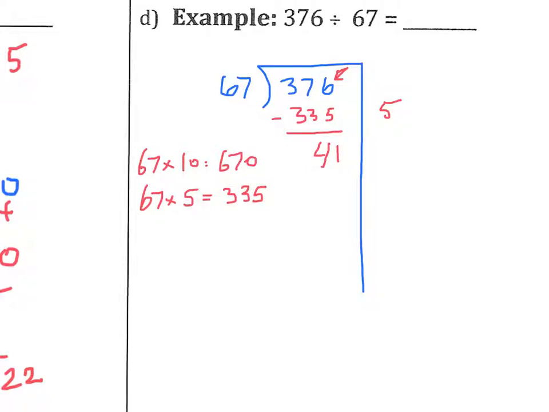Now I'm again left with a number that's not going to divide evenly. 67 is not going to divide evenly into 41. So my answer is 5, remainder 41. All right, you give it a try.